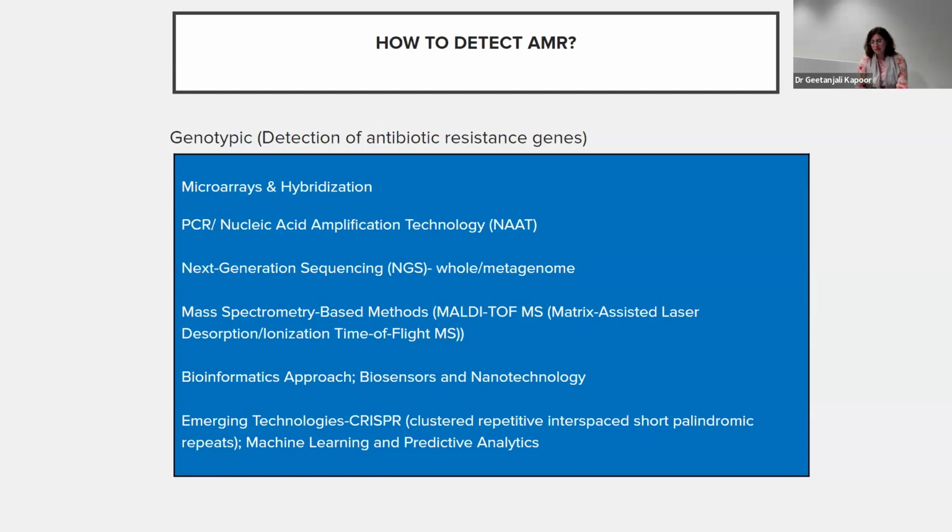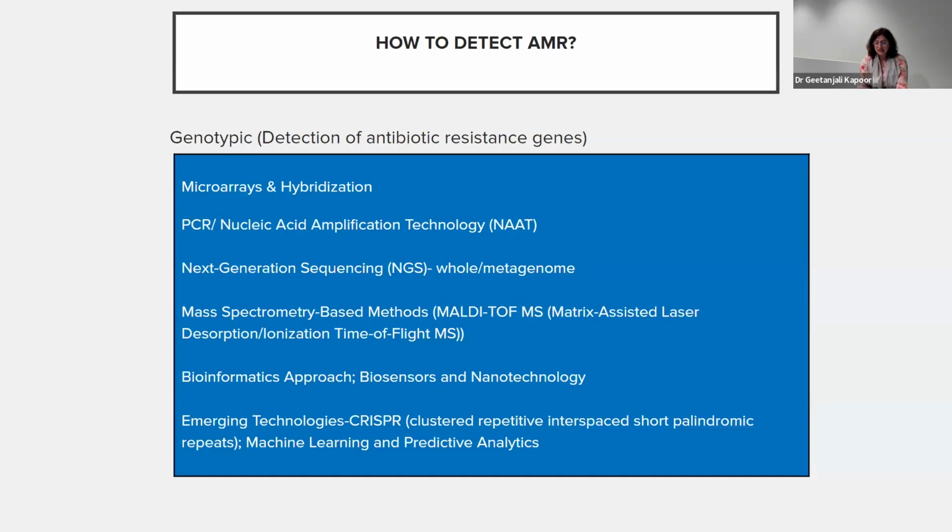I mean, at the time when I did my medicine, this was really not that much in discussion, but over the last two decades, things have really changed. And I think every two weeks we hear of some new resistance mechanism that's being discovered by the scientists. It's really important to keep up to date with all these, especially if you're into lab and testing. Now, starting right on the top, I've mentioned microarrays and hybridization. These are not very expensive. They are low-cost investments, and that's the biggest advantage.